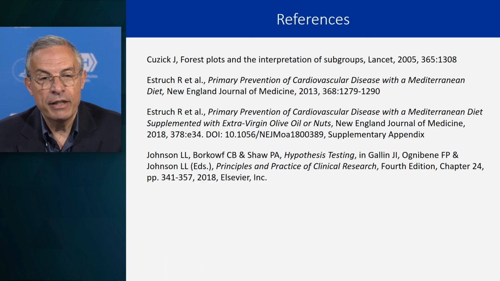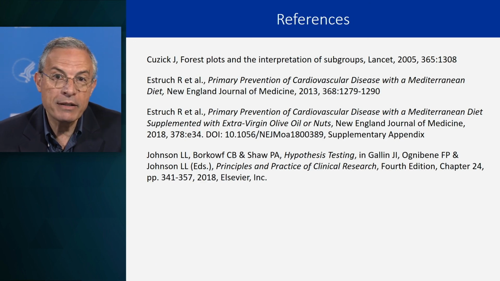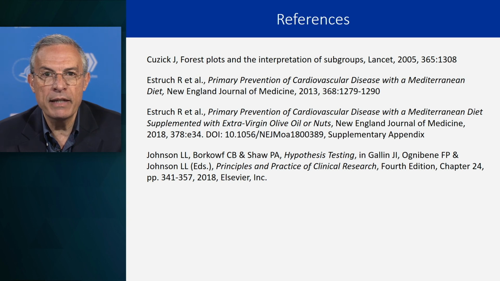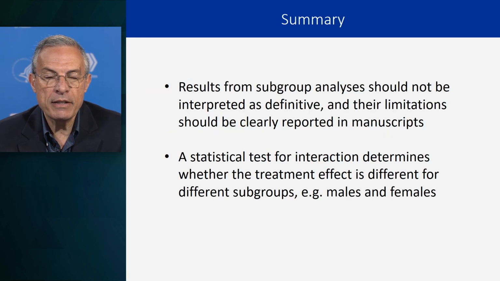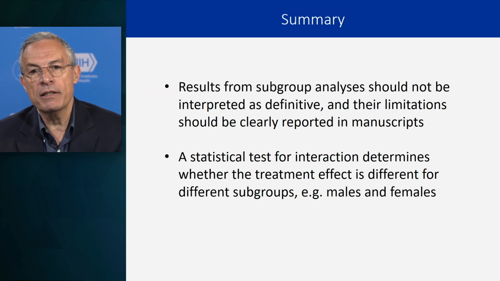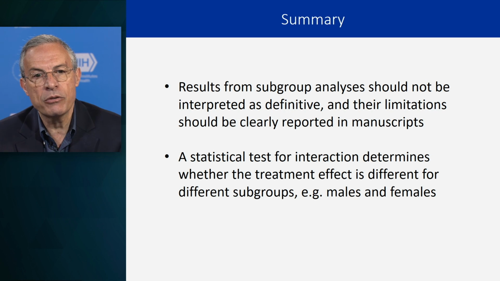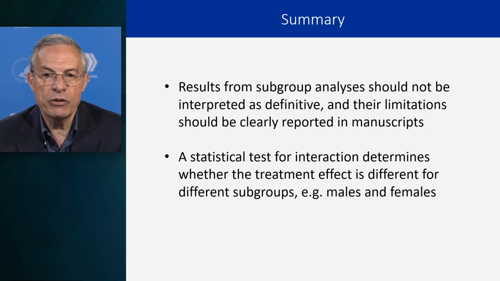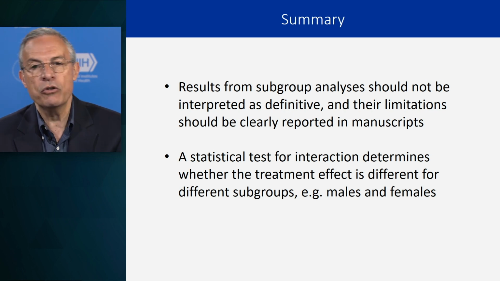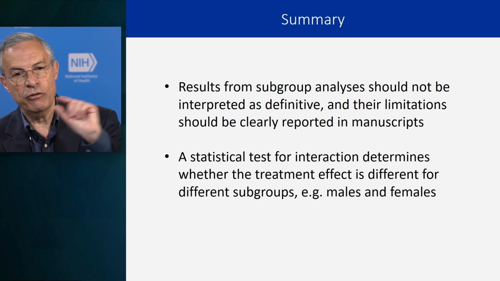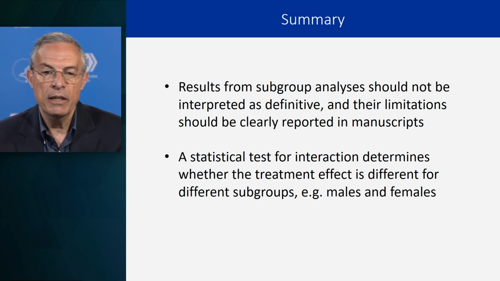So here are the references. I hope you got a sense of subgroup analysis and interaction. In summary, results from subgroup analysis should not be interpreted as definitive, and their limitations should be clearly reported in manuscripts. And a statistical test for interaction determines whether the treatment effect is different for different subgroups, for example, males and females.